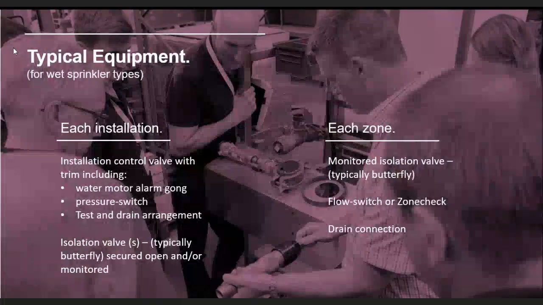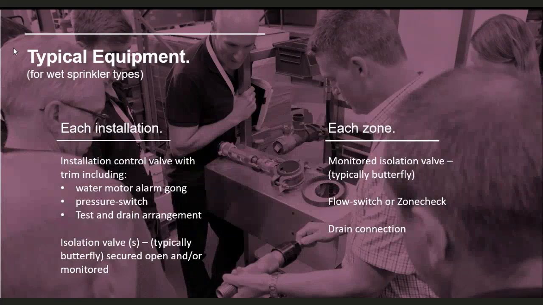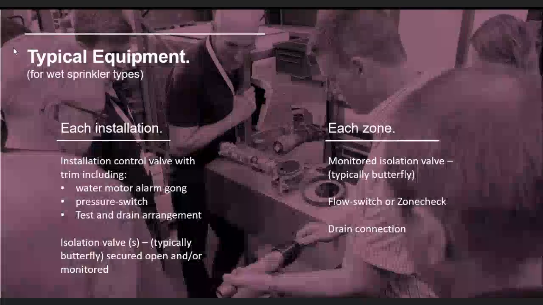So we have the isolation valve. We also have a flow switch or zone check, which I'll come on to in a minute. And we also have a drain connection, which is also there to provide a flow test if required.